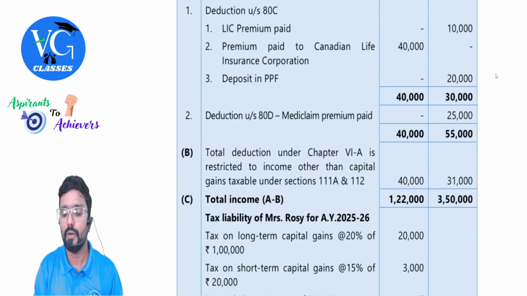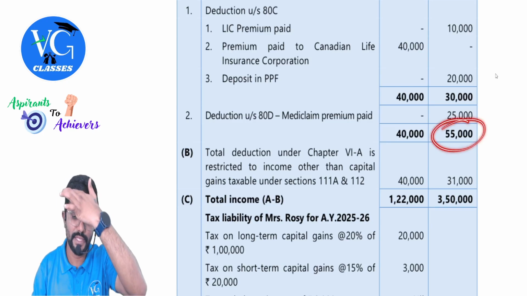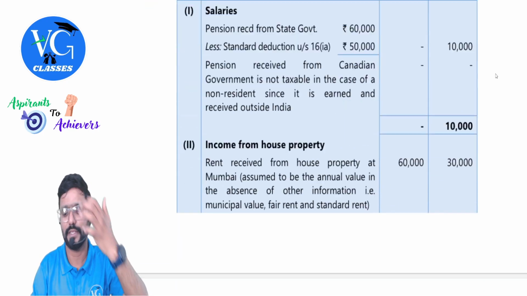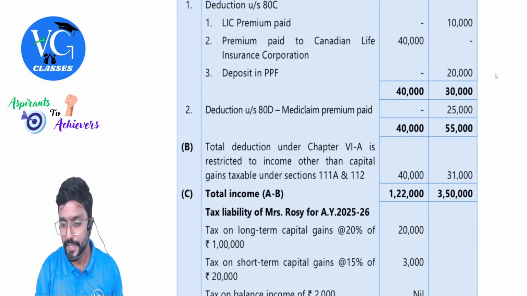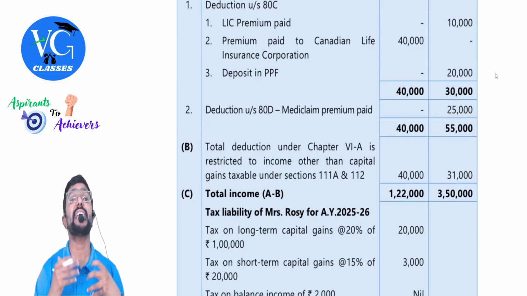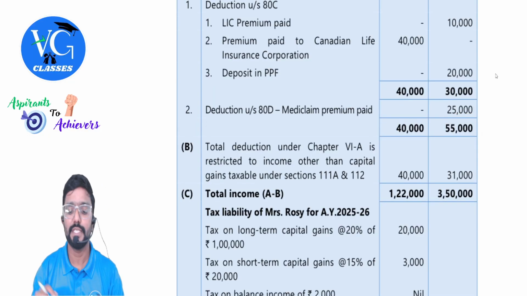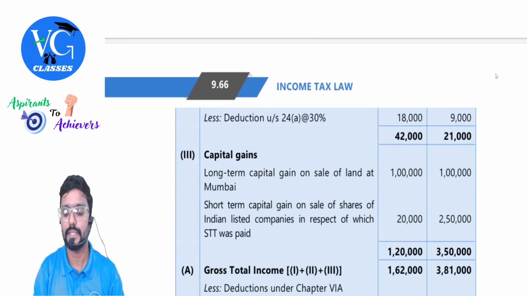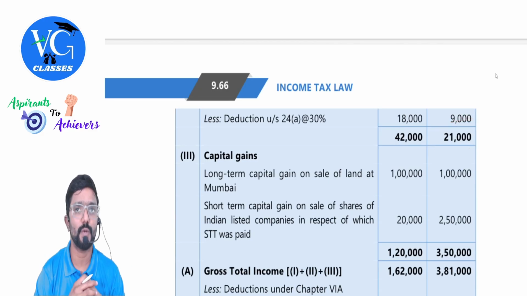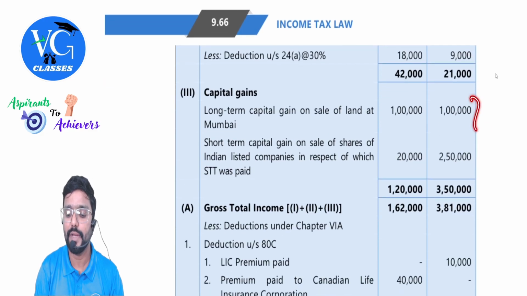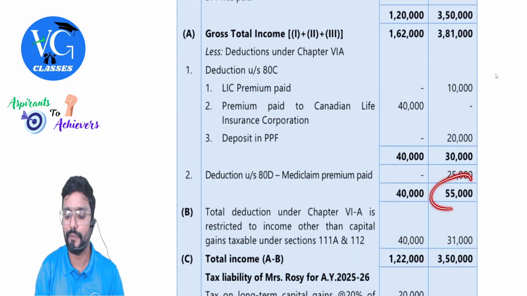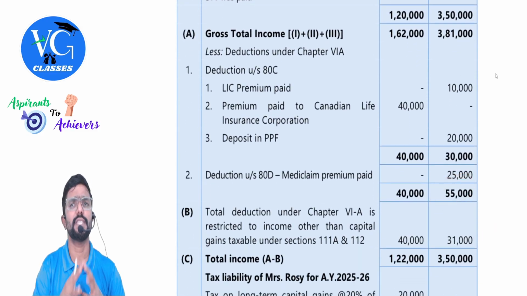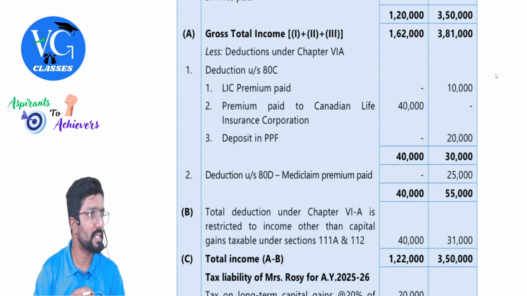Okay, good. Now coming to this girl who is, sorry, I guess an ordinary resident. Yes, this girl is ordinary resident. So what is the total deduction she is eligible for? 55. Check what is the normal income. 10,000 plus 21,000, only 31,000. She cannot claim deductions against special income. So even though she is eligible for 55, it is restricted to 31, which is nothing but normal income.